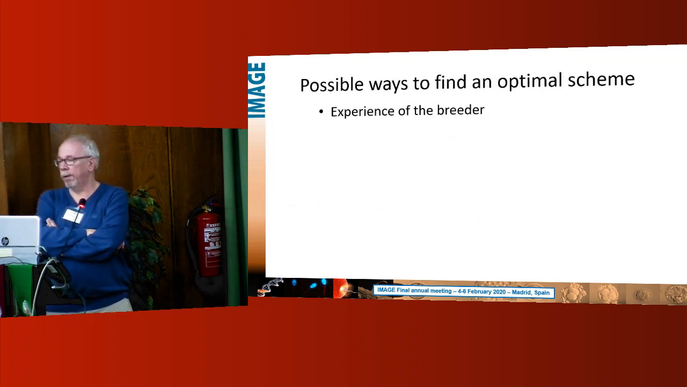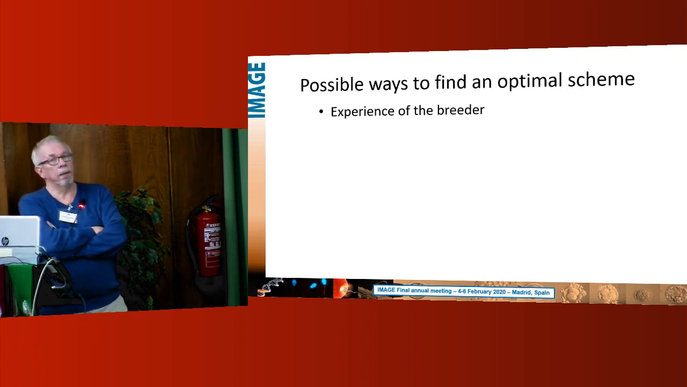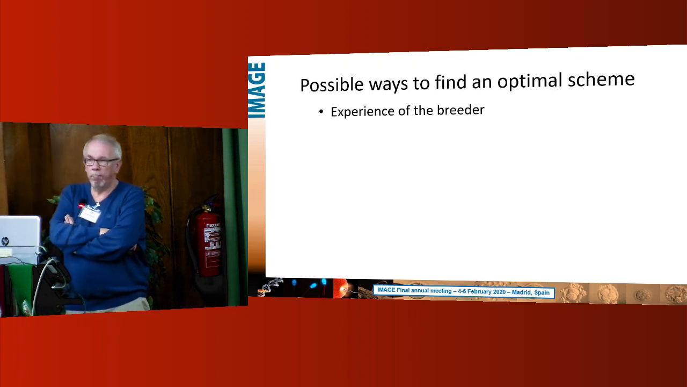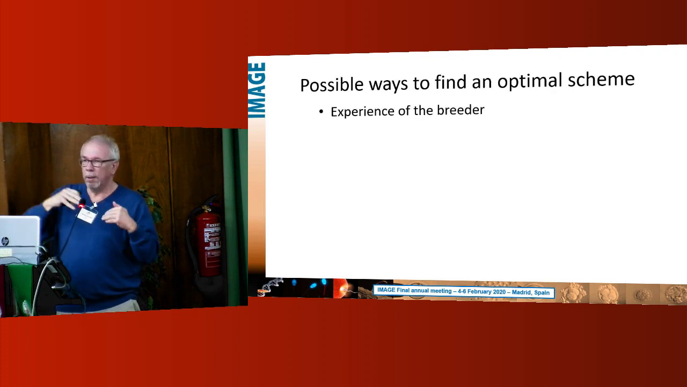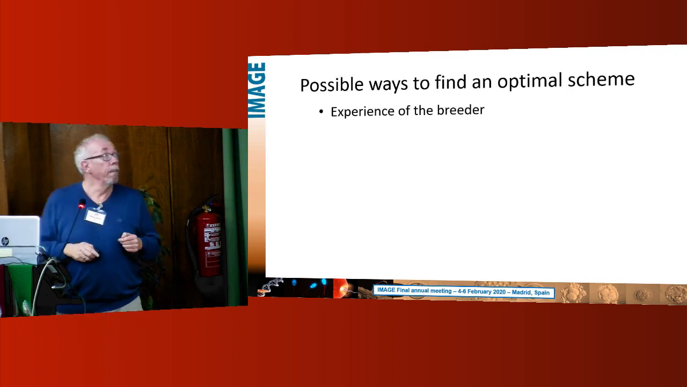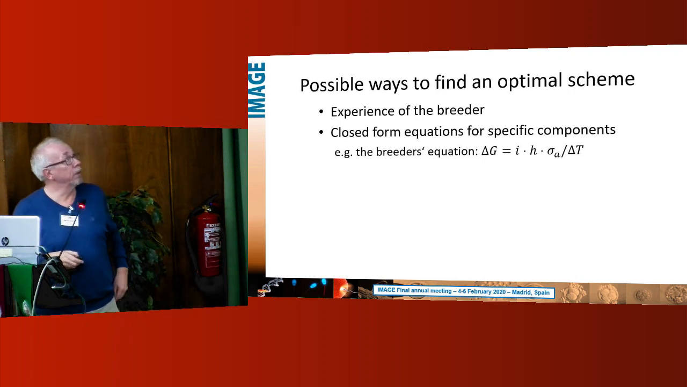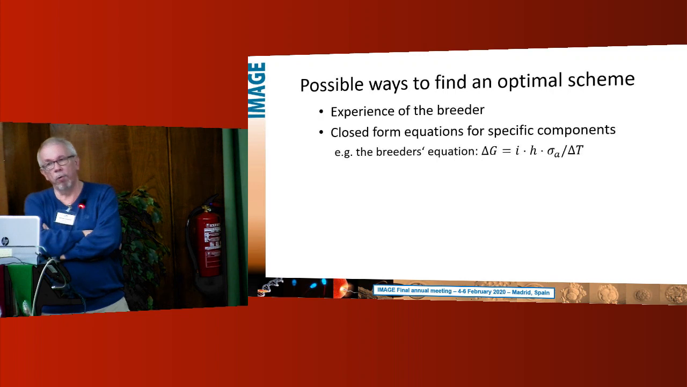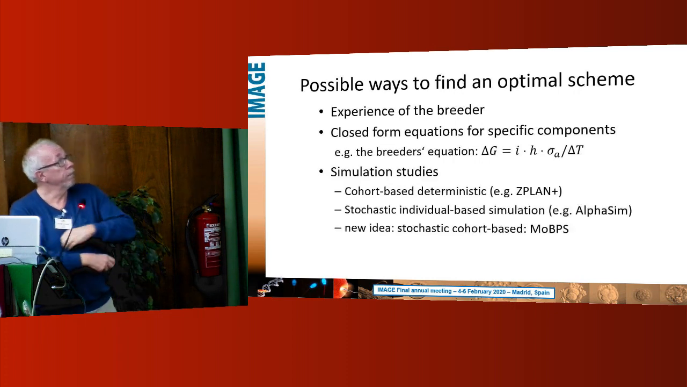So how to optimize such a thing? I think the most widely used approach is by using the experience of the breeder. So breeders say, okay, we did it like that, and maybe we use some more animals here and some less here, or we do this type of breeding value estimation, and then things work well. For some components, like for genetic progress, you have formulas, but they are often limited to very special and simplified cases, and you don't have these formulas for everything.